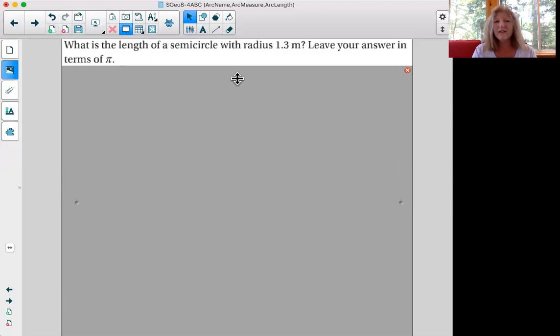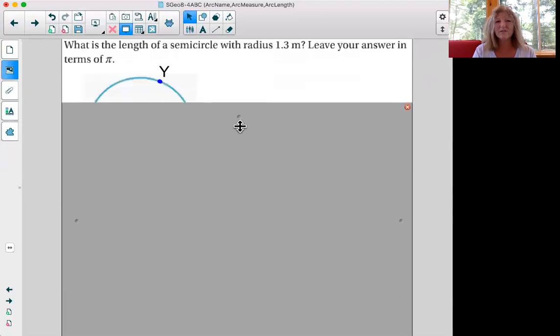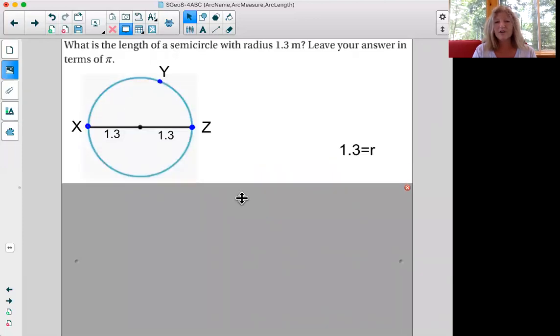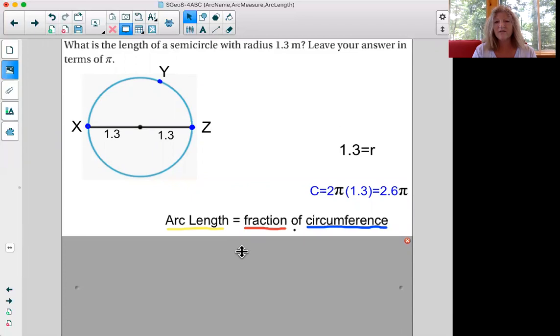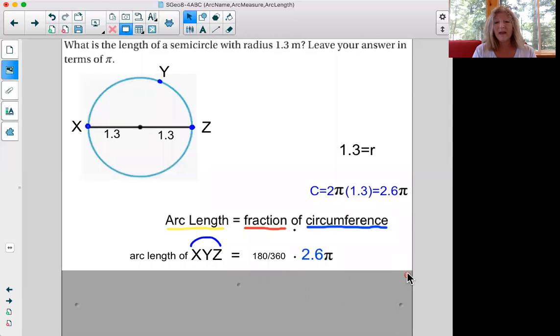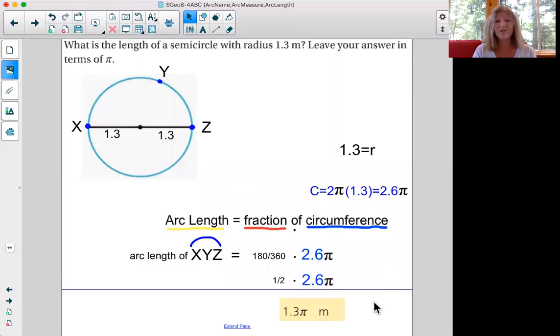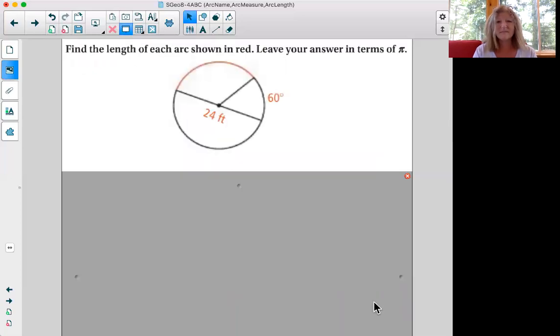We want to find the length of a semicircle with radius 1.3 meters. And you can leave your answer in terms of pi. First thing I would do is draw a picture. You could find the circumference. The circumference is 2 pi r. And then to find the length, it would be a fraction of the circumference. What fraction? Well, a semicircle is half of a circle, or 180 over 360. And when you plug that in, you can get your final answer, and you can leave it in terms of pi. That's how many meters long. So pause, practice on your own paper, and then press play.